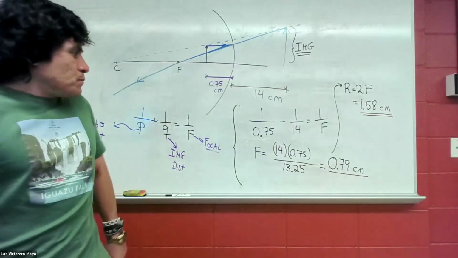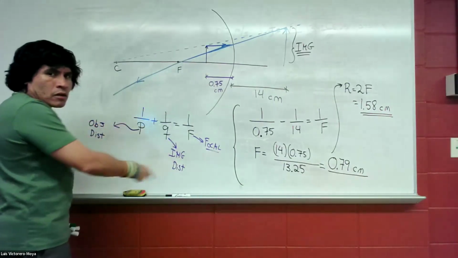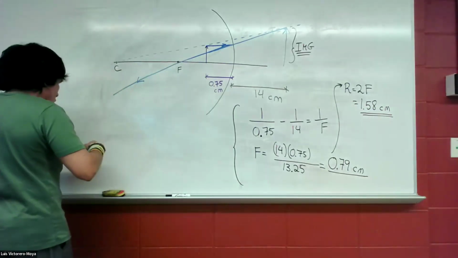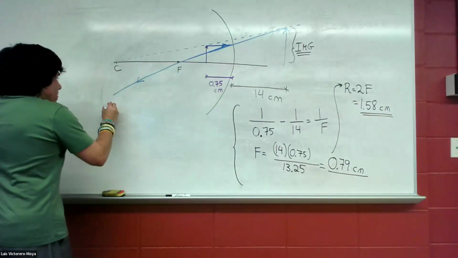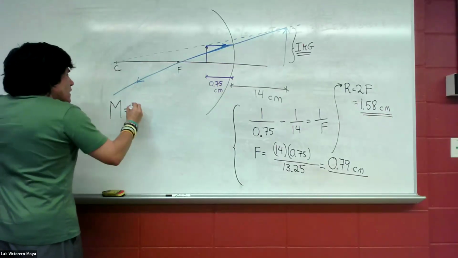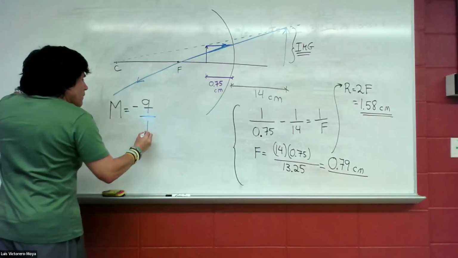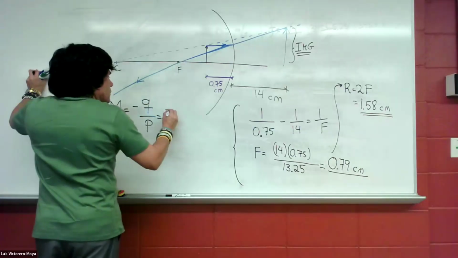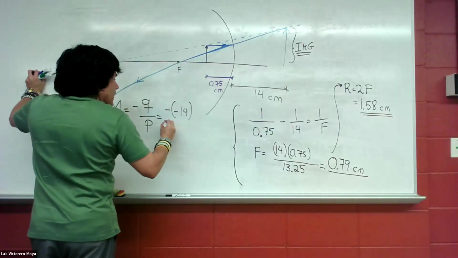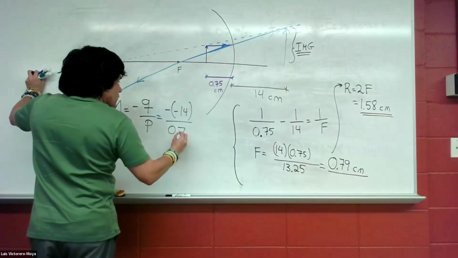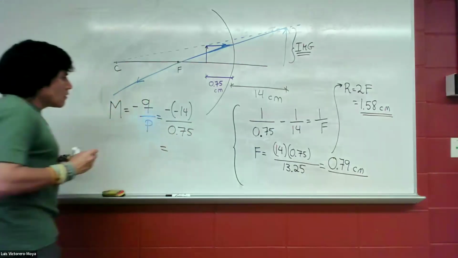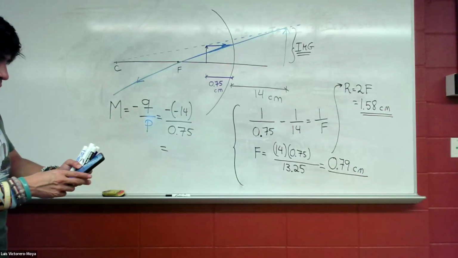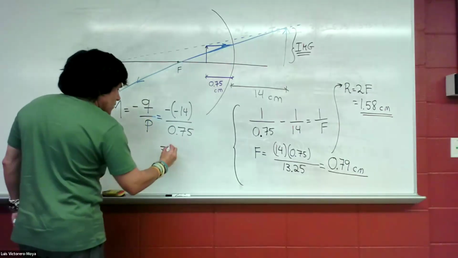What about the magnification? So these are mirrors, and the equations are the same as for lenses. For the magnification, that's negative Q divided by P. Q is negative 14, I already explained why it's negative. P is 0.75. And guess what, guys? You are going to get a positive magnification. You get about 18.66, so 18.67.